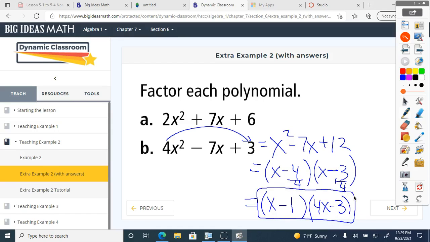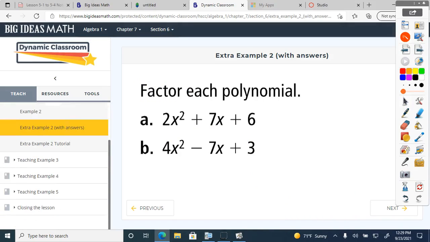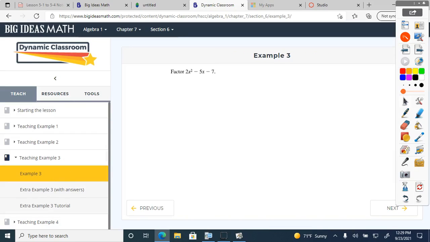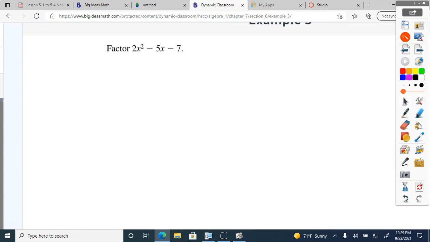Everybody good? Again, this is when it says factor. All right. Example 3. Just another one. So we're going to borrow, right? 2 times -7 would be what? -14.